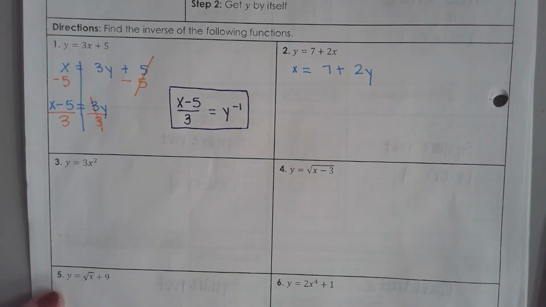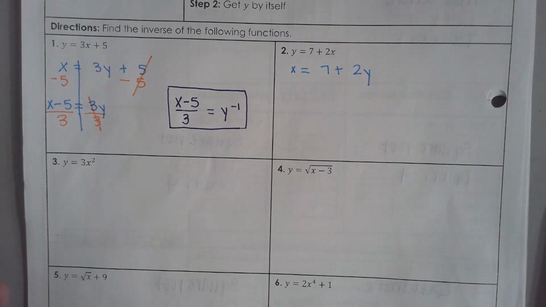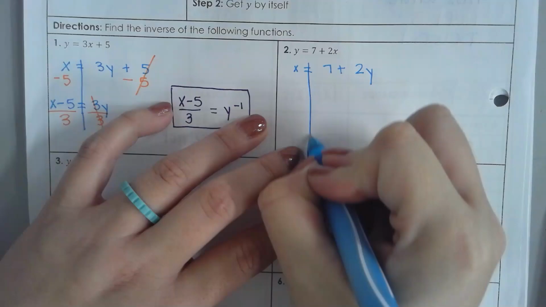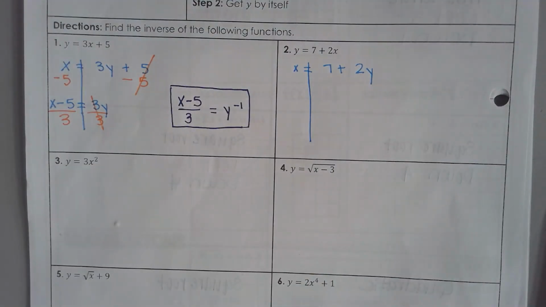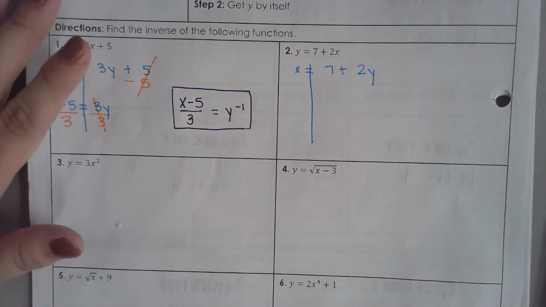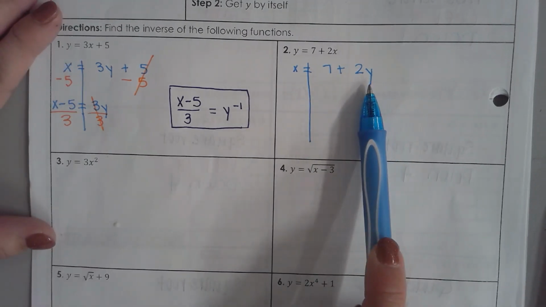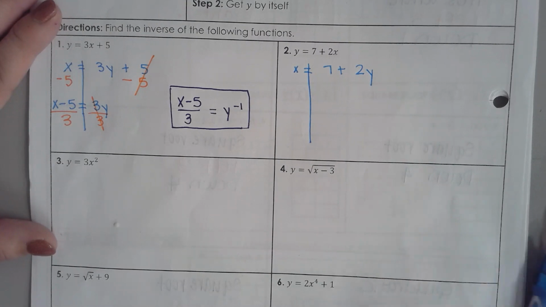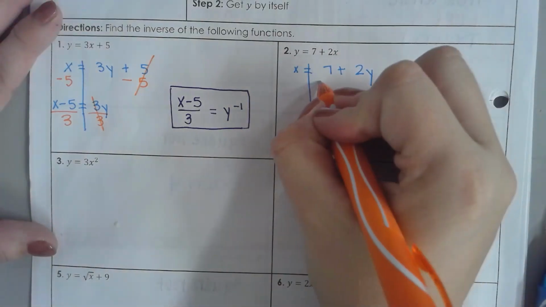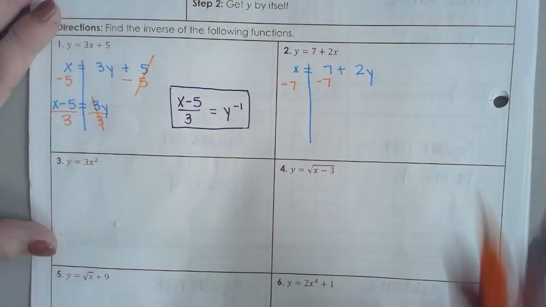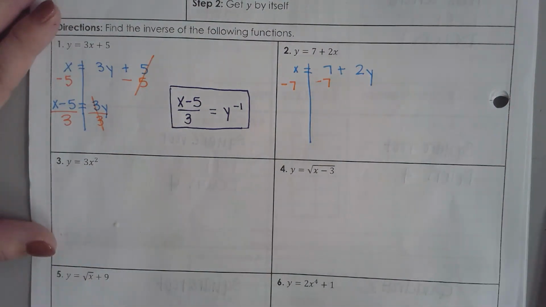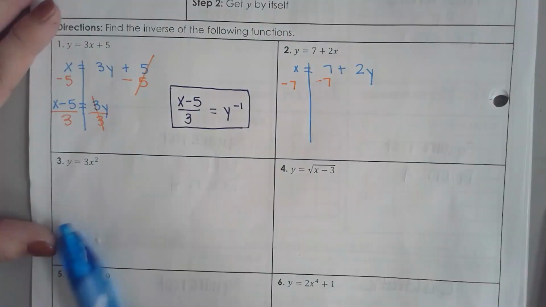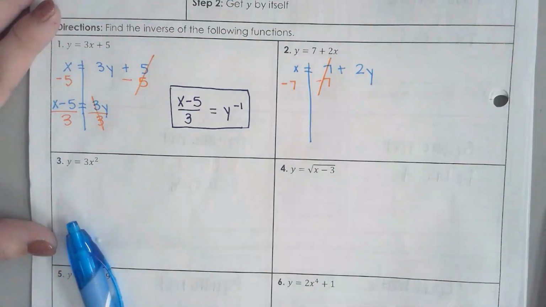But that's not going to work because we need it to be y equals. So what step would I take first to get the y by itself? Yep, this 7. Anytime you've got a number that's by itself, we're going to subtract that number. So minus 7. So that causes those to cancel.